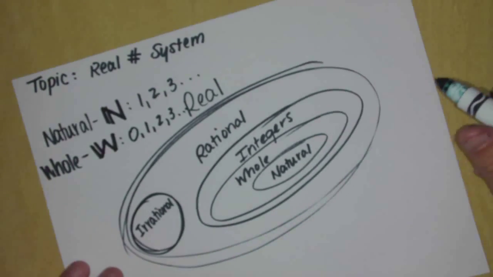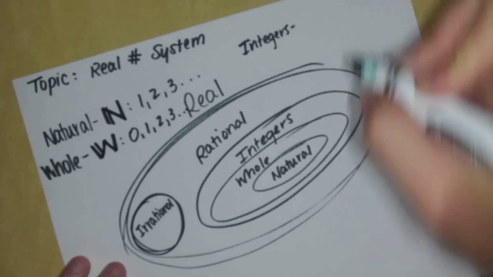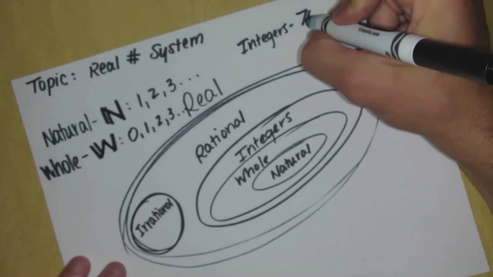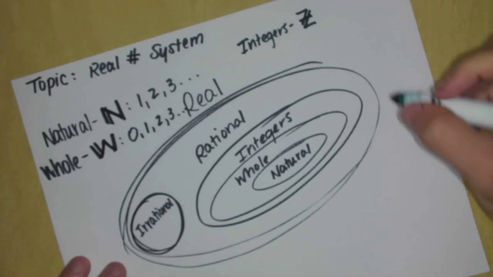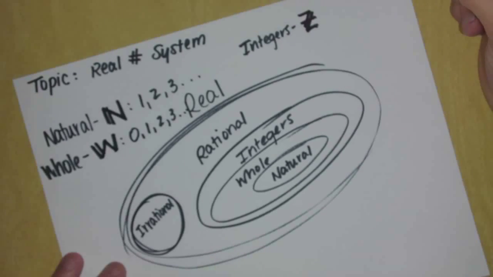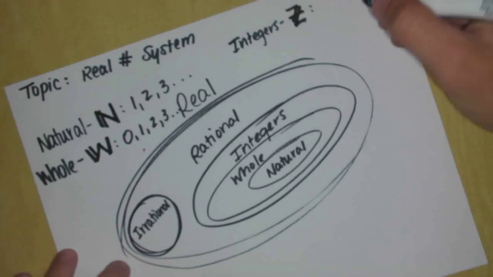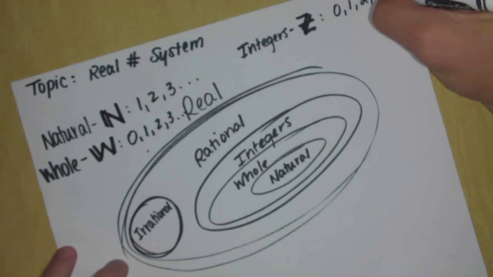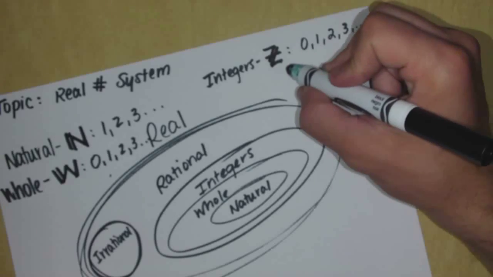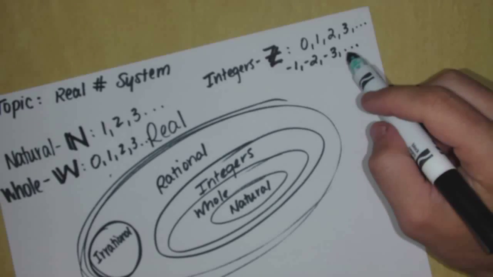Then we move to the integers. And the integers, not a fancy I like you might think. The integers are actually represented by a Z. Now it is a fancy Z, and so I kind of draw it with a double bar down the middle like that. So here's your Z. And the integers are all of the whole numbers and their opposites. So we would have the 0, 1, 2, and 3, and it would go on forever in the positive direction, but it would also include -1, -2, -3, and it would go on forever in the negative direction.